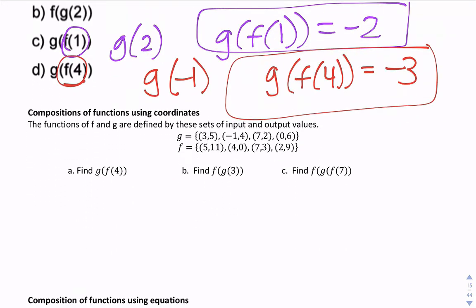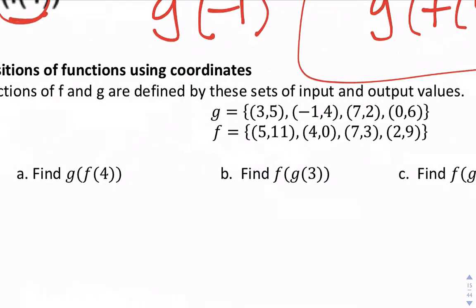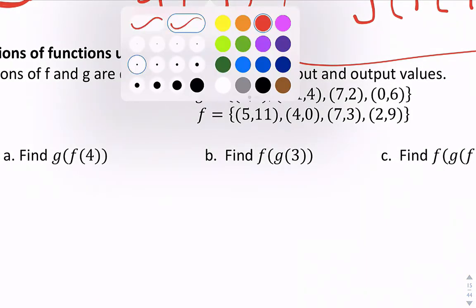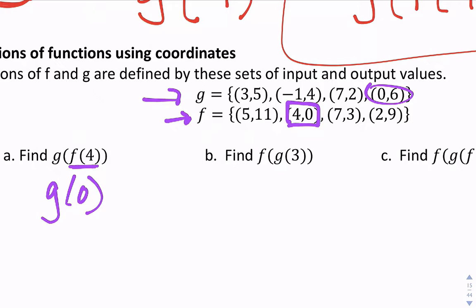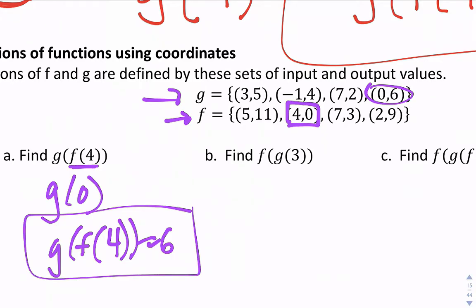Okay, you can also do it using coordinates. So this is like a table except sideways. So let's take a look at f of 4 first. So when we look at f of 4, we find in the f function, when the input is 4, what's the output? It's 0. So now we find g of 0. So now look in this table. When the input is 0, what's the output? It's 6. So we say g of f of 4 equals 6.